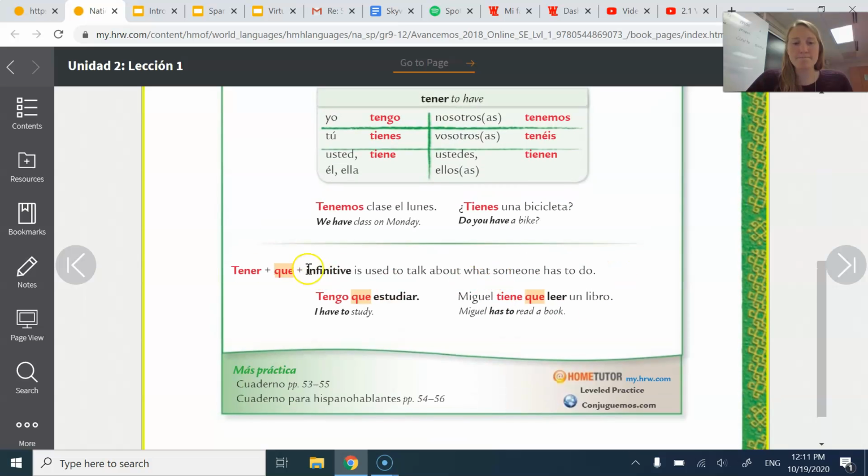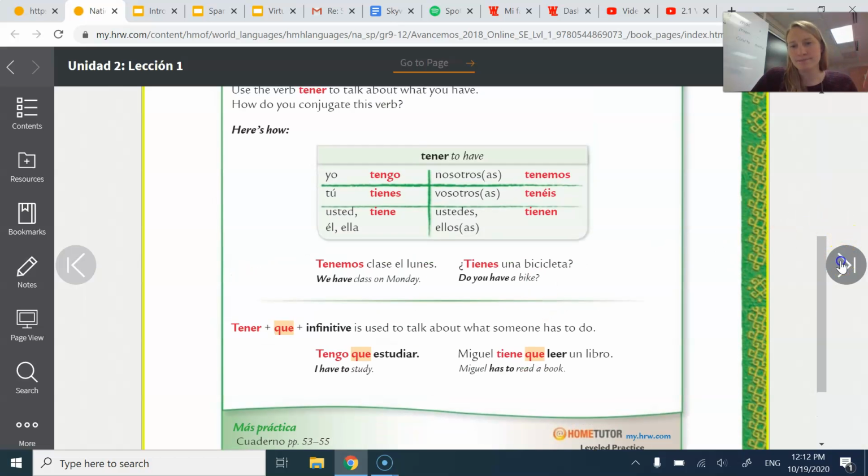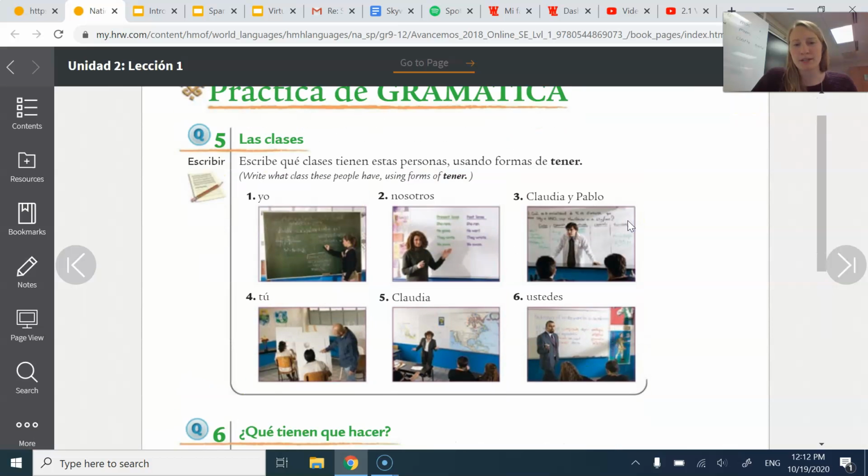Tener que, and then an infinitive, is used when you have something that's obligatory or something that someone has to do. So for example, tengo que estudiar, I have to study. Miguel tiene que leer un libro, Miguel has to read a book. See how it's obligatory, like obligation? Let's work with these concepts. The more we work with them, the more we're going to get it down.